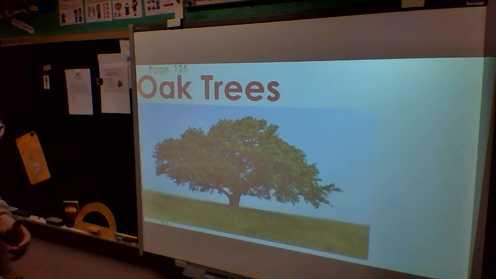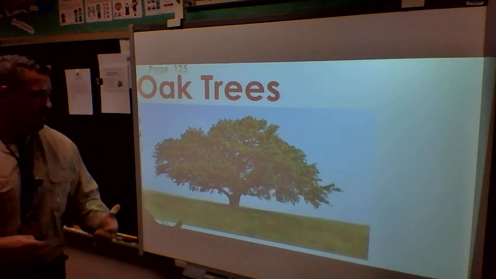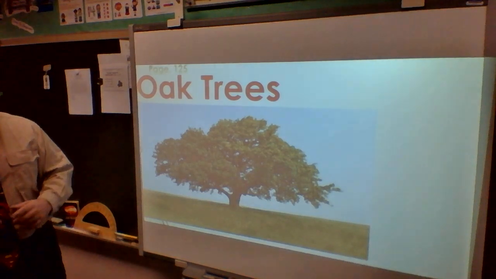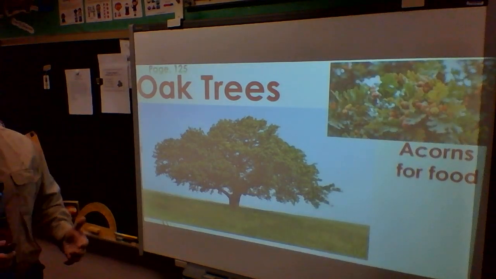So let's look at our basic oak tree, as you can see on page 125 in your book. One of the captions that it talks about is how it provides food.